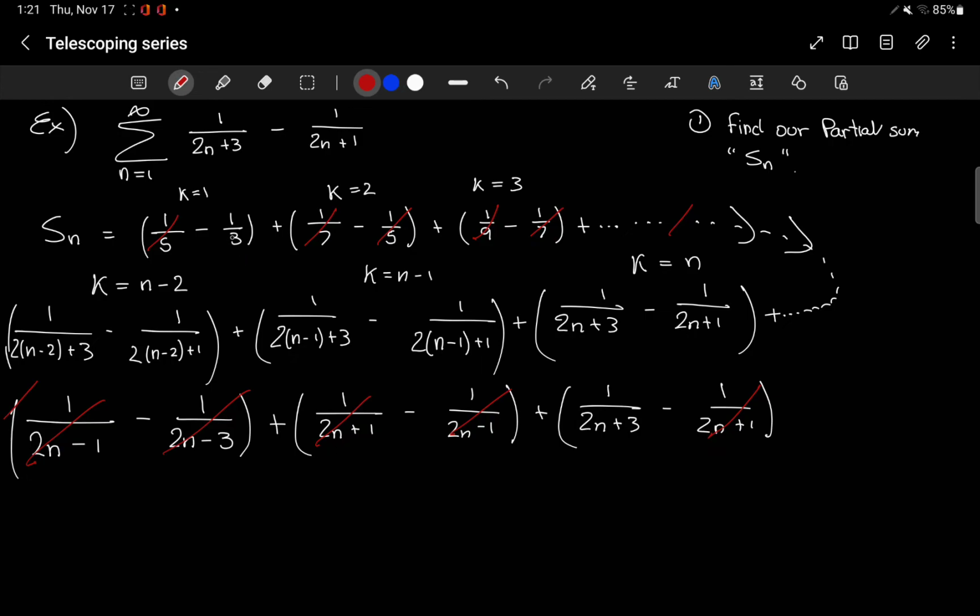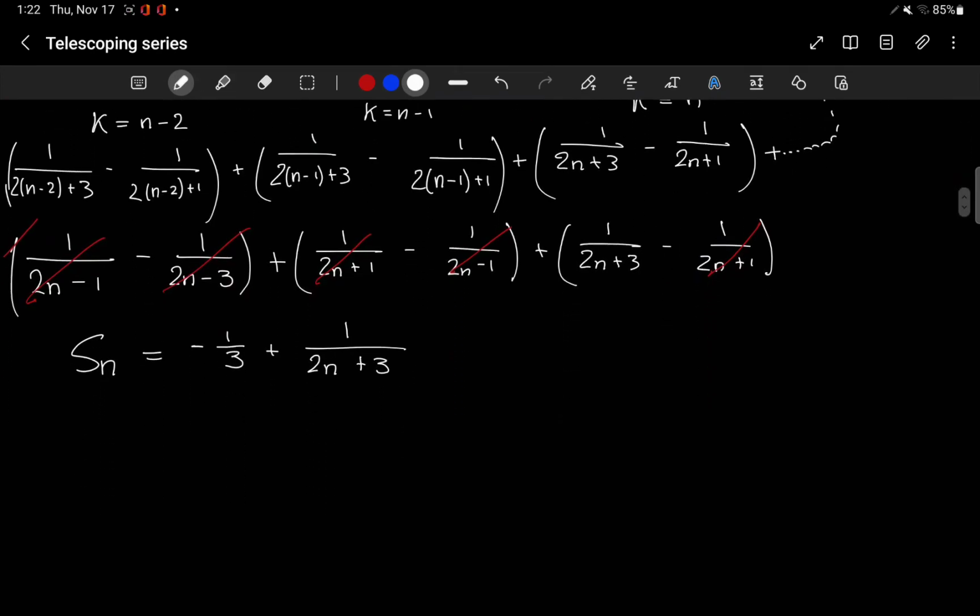And so this last fraction should cross out with the first fraction in the previous term, but there is no previous term, therefore we're going to maintain that. And this one, which is the first fraction, the same pattern that we had up here, would cross out with the last fraction in the next term, but there is no next term. So therefore our sum is going to equal -1/3 plus 1 over 2n plus 3.